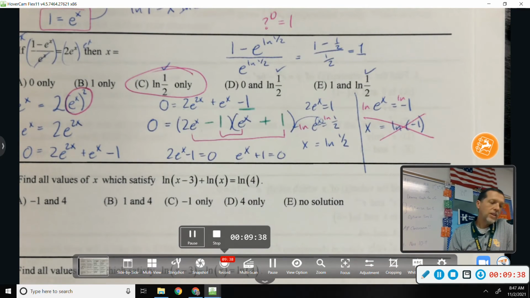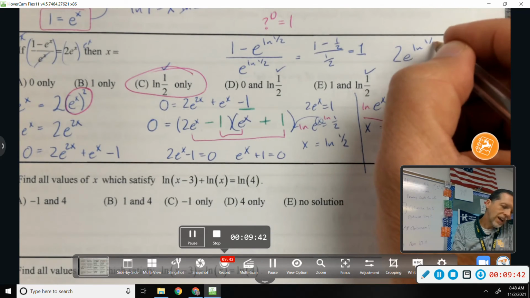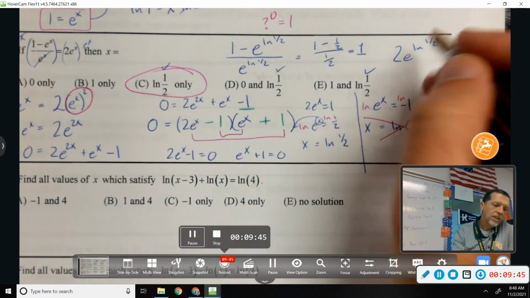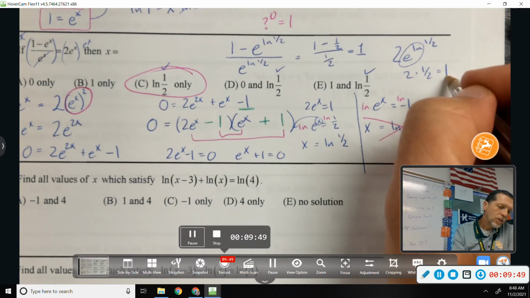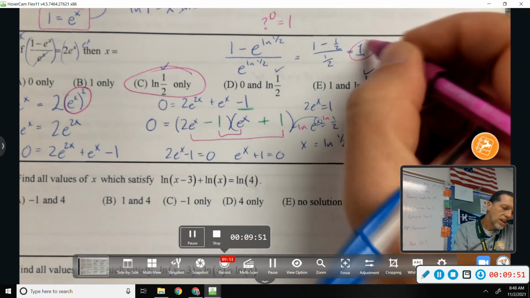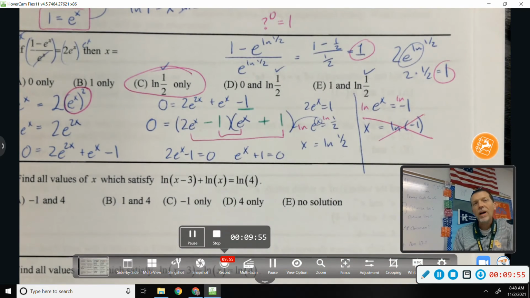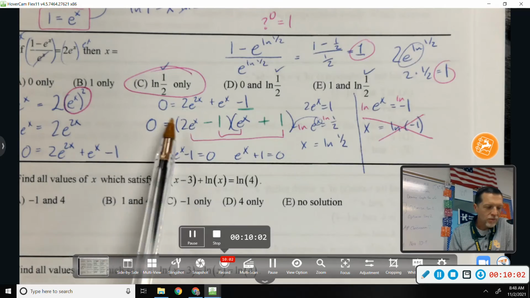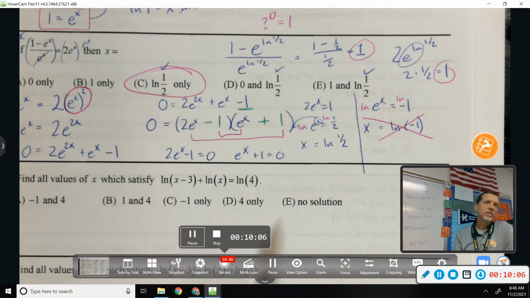And then if you check the other side, 2e to the natural log of 1/2. Again, e and natural log cancel each other out. 2 times 1/2 is 1. And so, yeah, those work. Not really expecting you to check it, but on a weird one like that, especially if you finish the test and you've got a few minutes extra to make sure that you do well, then yeah, you could check it, and it worked out.